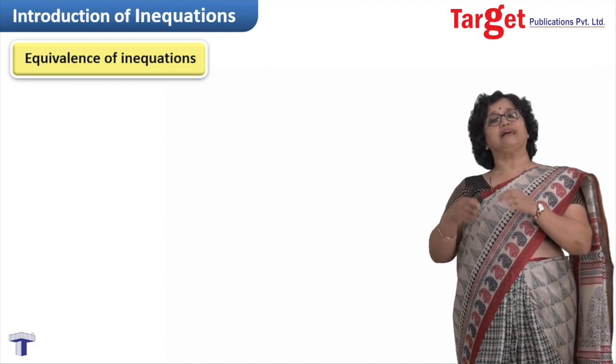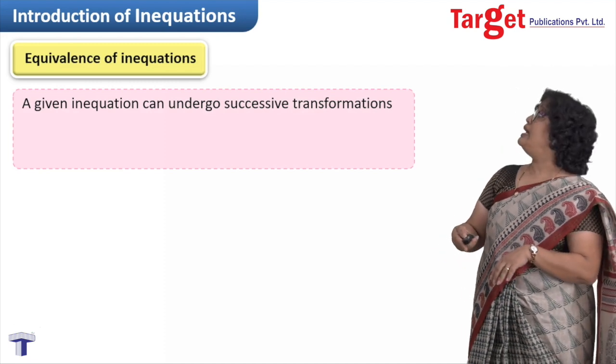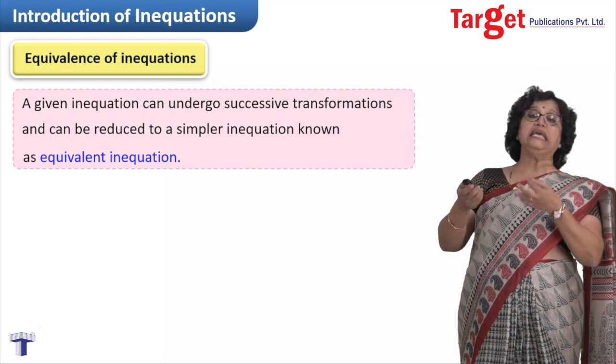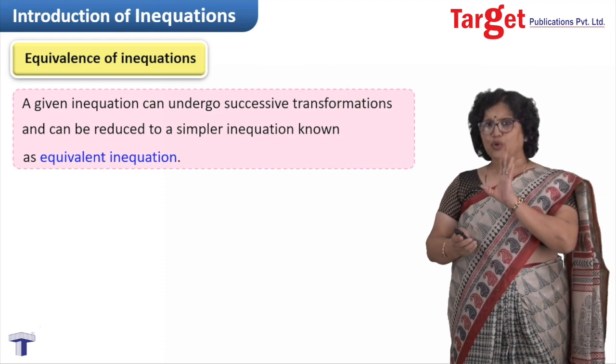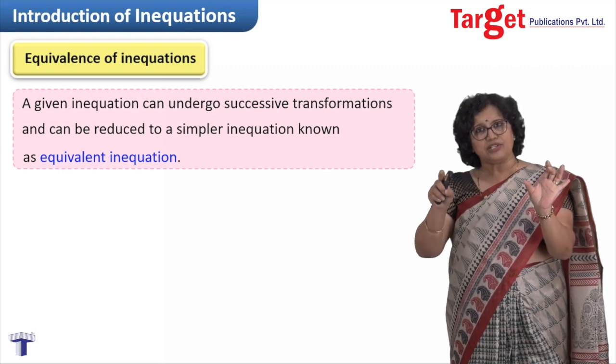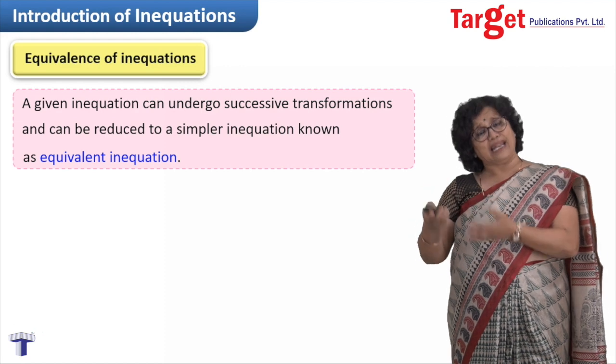So, we make certain transformations on the given inequation and it is reduced to a simpler inequation named an equivalent inequation. So basically, you know what we will do. The given inequation is here, we make certain operations, and the final answer would be in terms of perhaps another inequation.